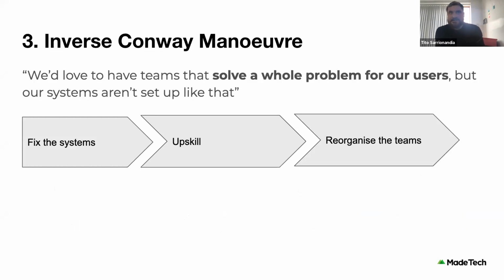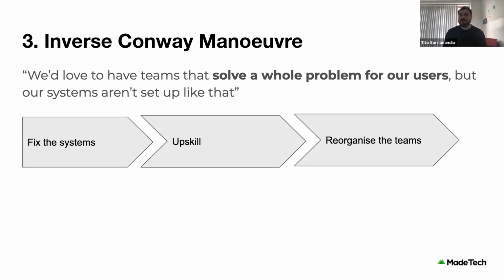And this is something that I hear a lot when talking to people who have decided to do some legacy modernization, and they're a bit worried about how to start. They say, well, we'd love to have teams that solve a whole problem for our users in the GDS sense, but our systems just aren't set up like that. And it implies this kind of plan, right? That you're going to fix your systems, first of all. You're going to upskill your people, and then you're going to reorganize the teams to fit those new systems. But the problem is that step one is just never going to happen, right?